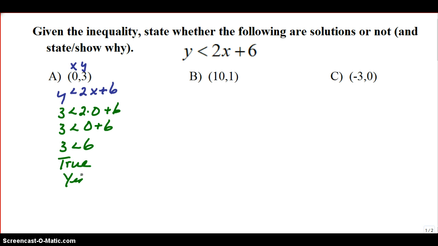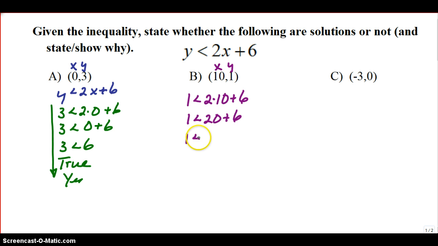Now notice the directions say, state or show why. Well, that's what you're doing right there. You're just showing me the work, and you're saying, see, I have 3 is less than 6, it's true. It works. All right, next one. We have x is 10, y is 1. So now I plug those into the inequality up there. I have y, which is 1, is less than 2 times x, which is 10, plus 6. Is 1 less than 2 times 10 is 20, plus 6? I think we're going to get this as a true, right? 1 is less than 26, true. Or yes, either way. Those are your solutions.